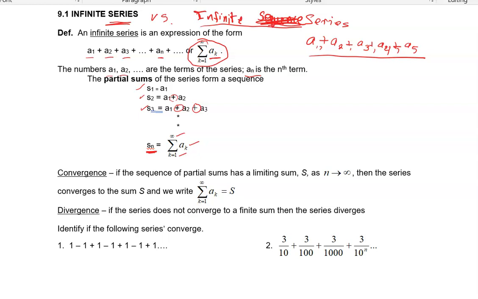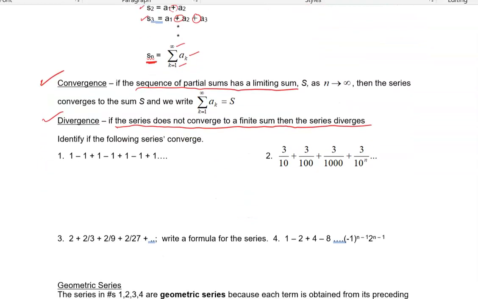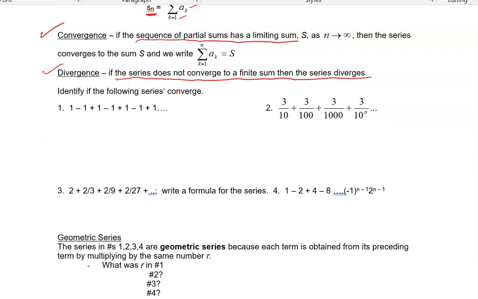Okay? Similar to sequences, series can converge. So if our sequence of partial sums has a limiting value, we would say that it converges to that sum. If the series does not converge to a finite sum, then we would say that our series would diverge. Okay? So similar, but now we're just adding up what we were doing in the previous lesson.